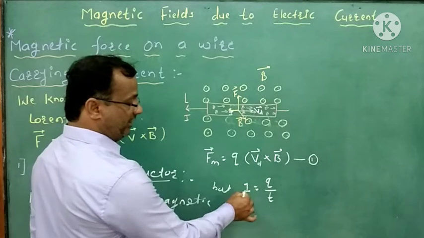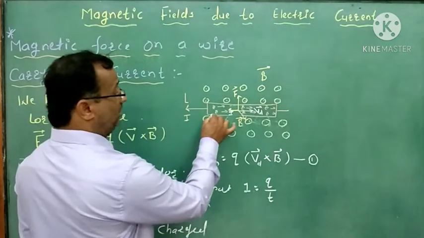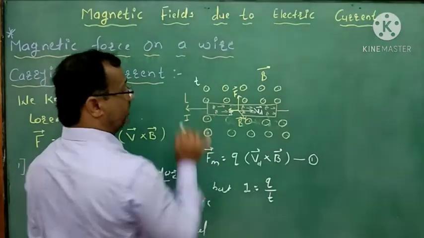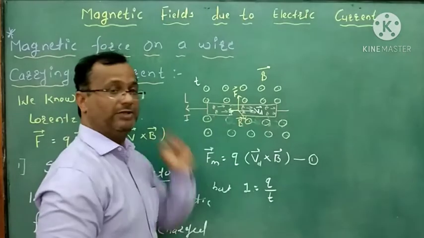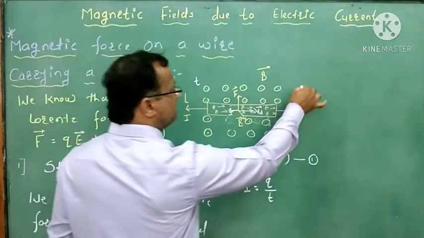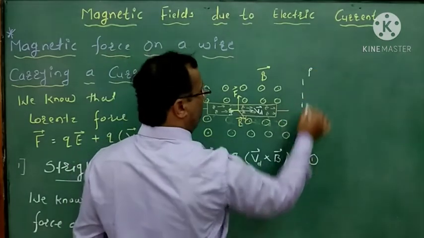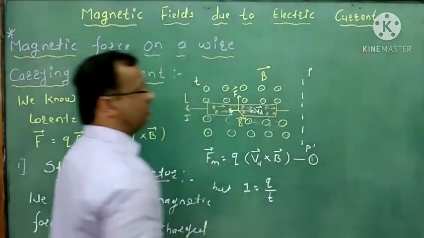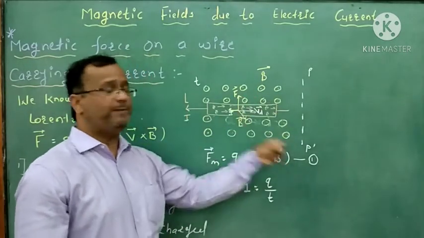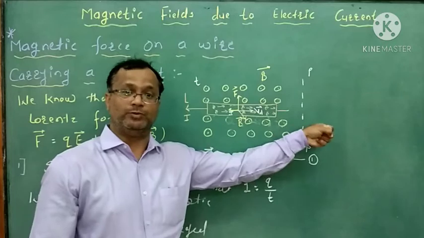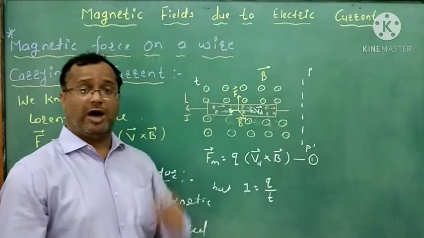So here we write that current I is equal to Q upon T. Here T is the time required to cover the distance L, that is, the length of the conductor. Now suppose we consider one plane, P and P dash. Across this plane, these charges move. So I is equal to Q upon T.